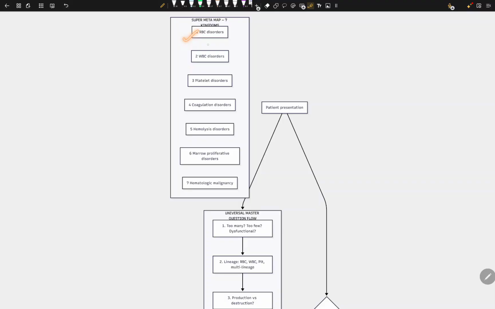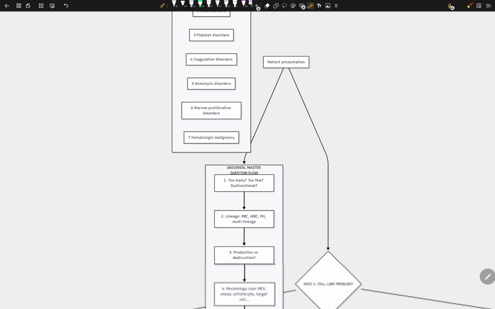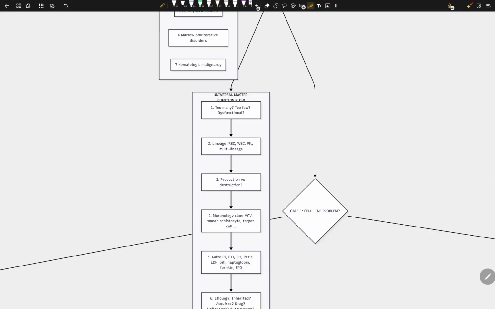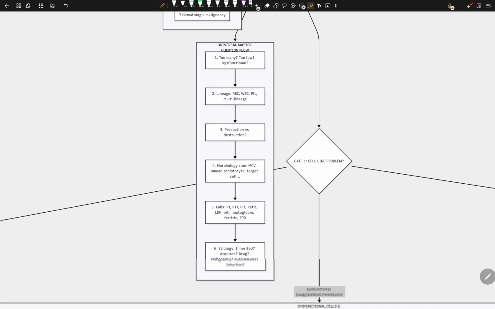We have problems in RBCs, we have problems in WBCs, we have platelet problems, we have coagulation problems, we have hemolysis, the blood is breaking, we have marrow proliferative disorders, and we have hematological malignancies, right? We have 7 problems, right? So patient presentation can be 2 types. First is cell line problems, right? And second is, let's try to understand if maybe this patient has too many or too few cells, right?